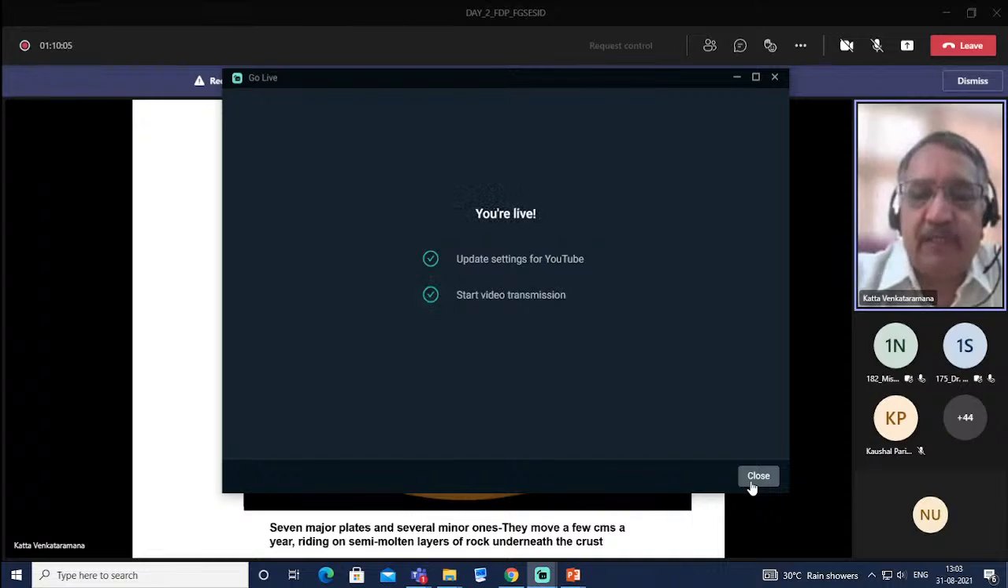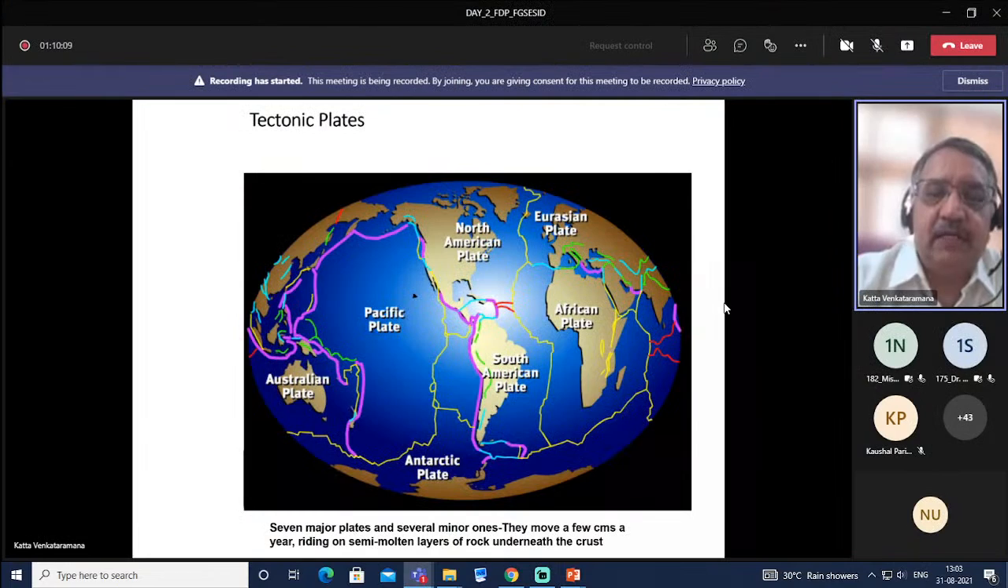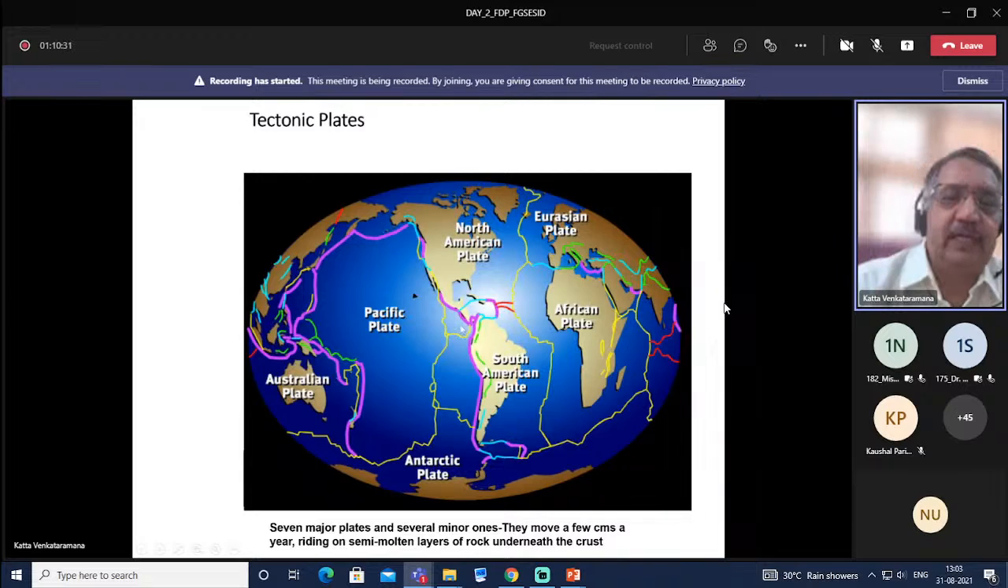Certain layers of rock underneath the crust. Most of the earthquakes have occurred along the boundaries of these plates. The main seven plates are the Pacific plate, North American, South American plate, Eurasian plate, African plate, Australian plate, and Antarctic plate. And there are many minor plates like the Philippine plate, Cocos plate, and so on.